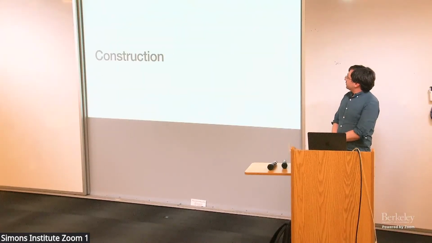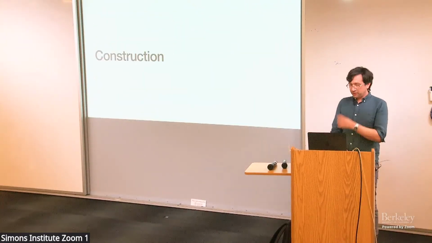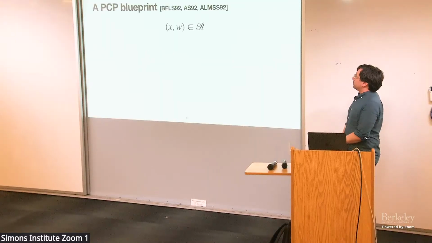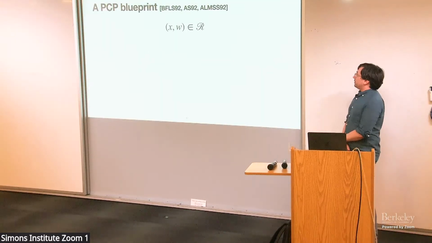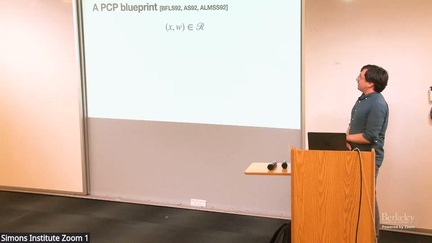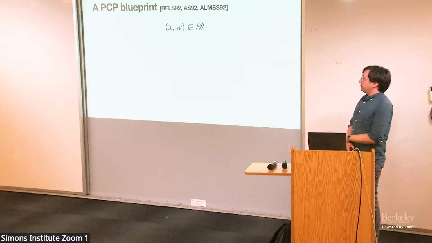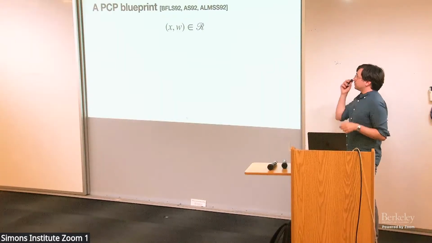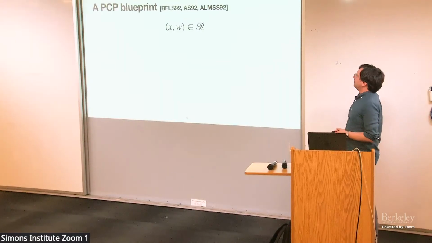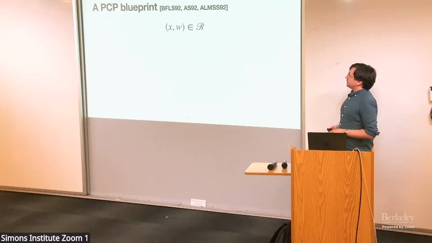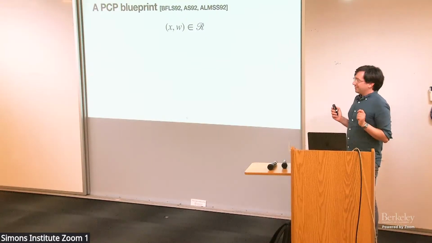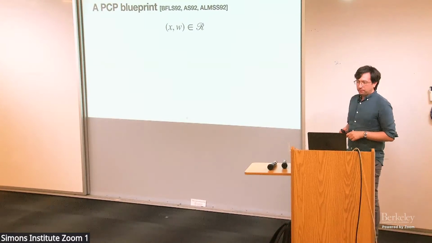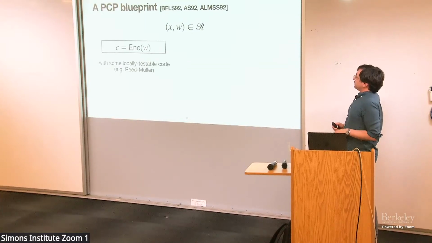Good, so that's why you should care. Great, okay, so let's talk about how we build these things. We're going to start from the very classic template for building PCPs. So I have some NP relation. I'm going to be talking about relations rather than languages just because it's easier to have the witness around. So I start with some NP relation R. I want to prove that there is a witness w such that (x, w) is in R. And here is how I do it using a PCP.